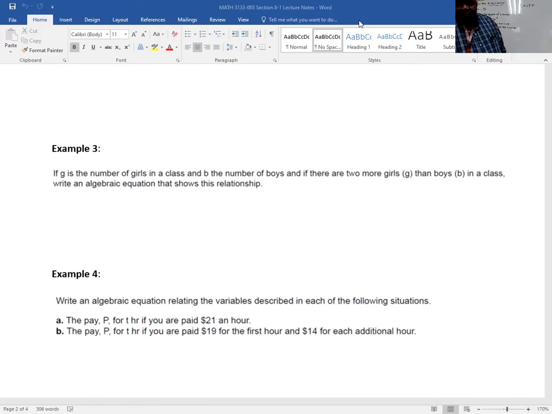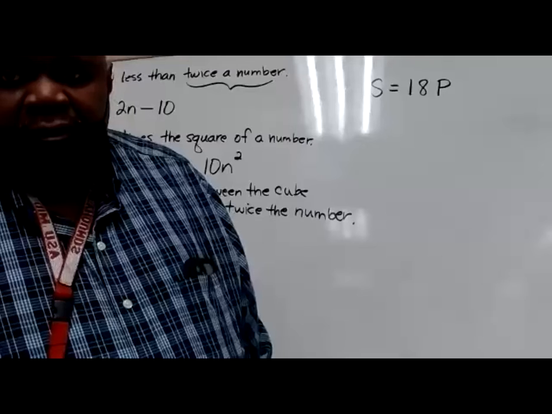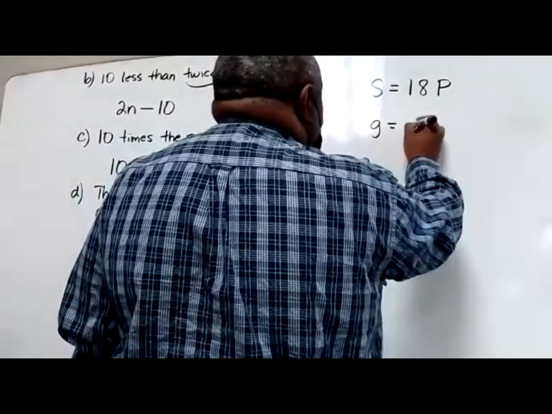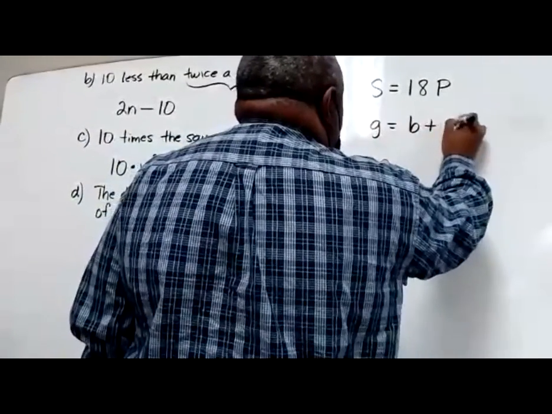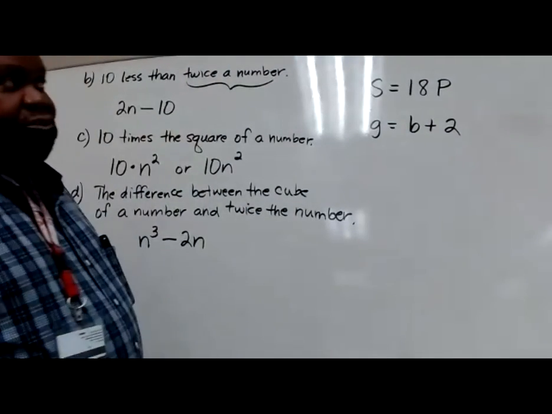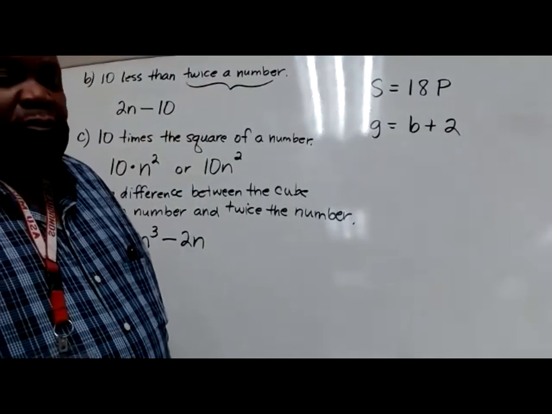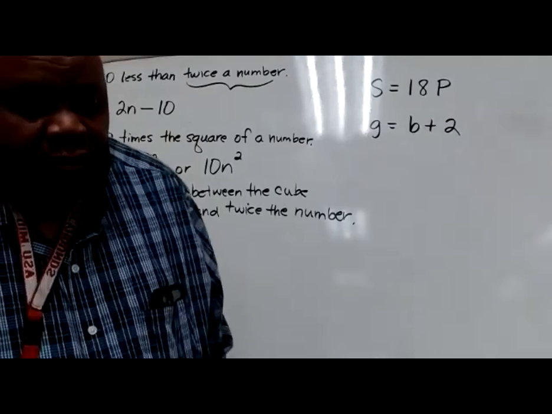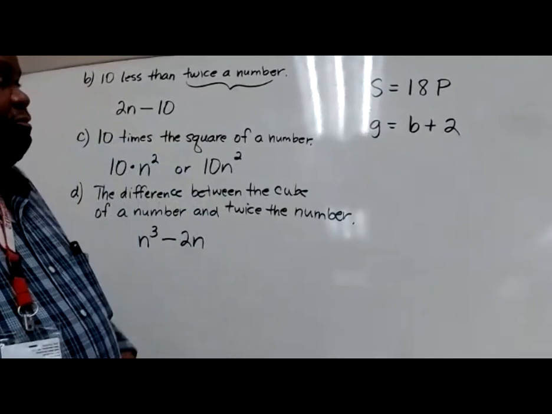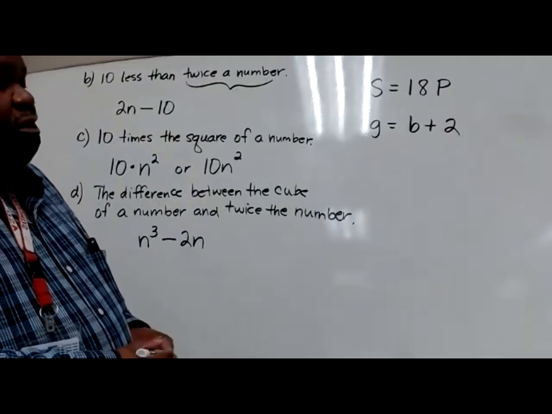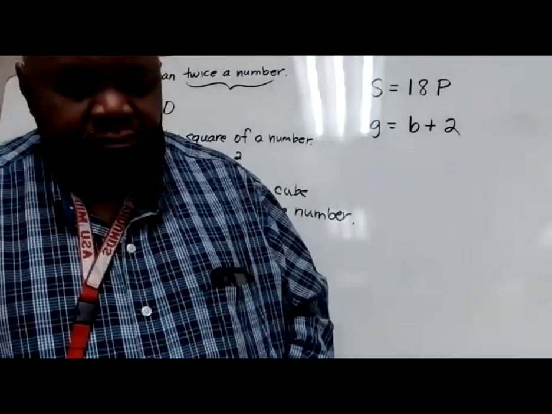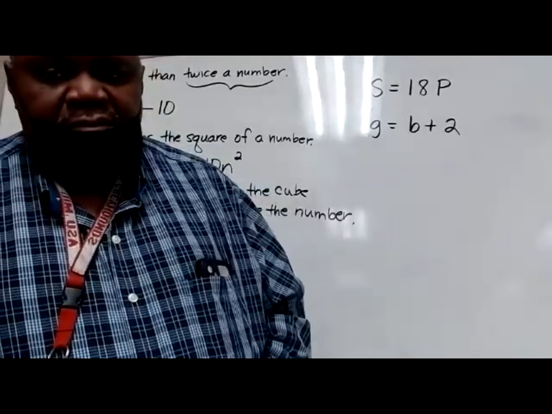Okay. All right, so here, G is the number of girls. There are 2 more girls than boys. So we take the number of boys, add 2 to it, and that will equal the number of girls in that classroom. Okay. Questions on example 3.